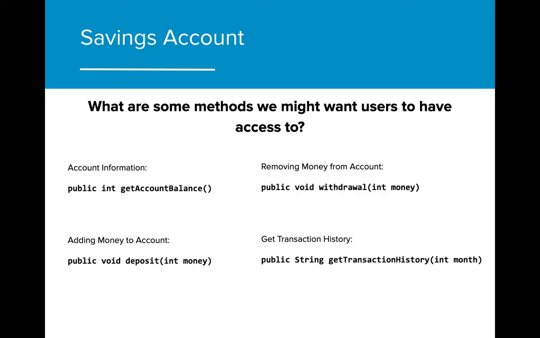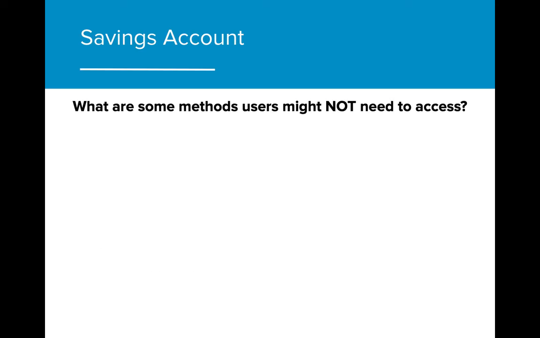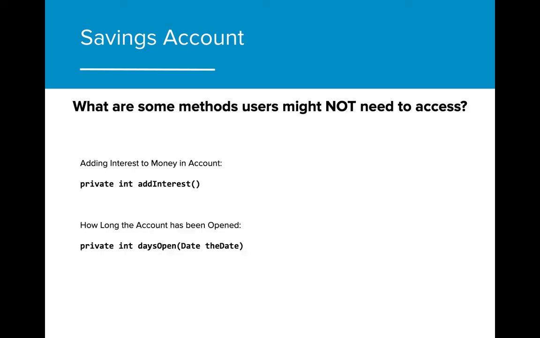If we were creating a savings account app, we would probably want users to be able to check their account balance, deposit money to their accounts, withdraw money, and get a sense of their transaction history. Each of those would be methods that users implementing our methods would need access to in order to create an effective savings account. Now, what are some of the methods that users might not need access to as they are using the savings account? In other words, what are some methods that can exist behind the scenes that users might know about but don't need to see in action or use?